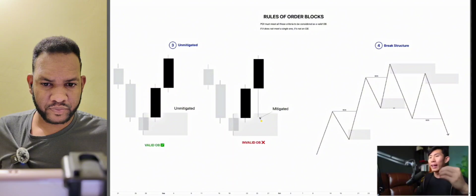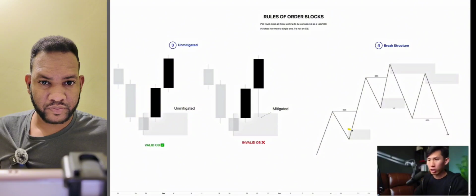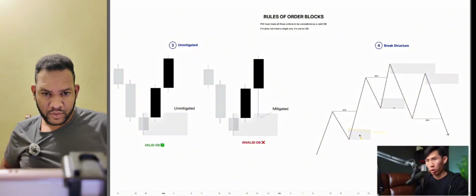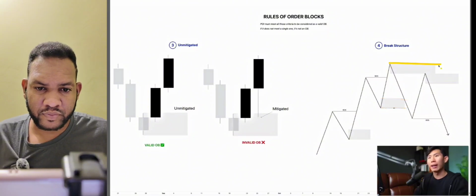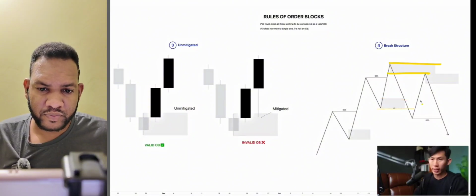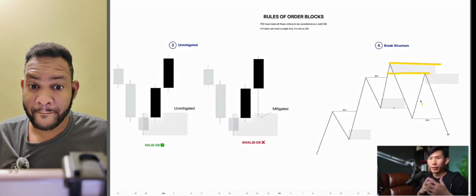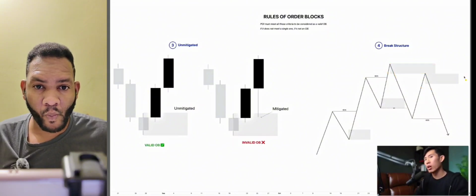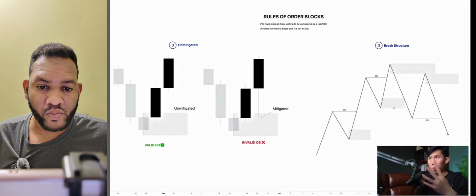The fourth criteria is that it must lead to a break of structure. So in this case, this order block right here led to this break of structure, making this a valid order block. And then this one right here led to this break of structure, making this a valid order block. And then this one led to this market shift. Once again, it is also a break of structure, but it's like a reversal in the structure, making this still a valid order block. And then this is also going to be a valid order block because it did lead to a break of structure. So those are the 4 rules of order blocks, right?